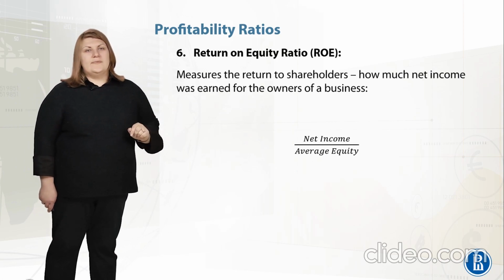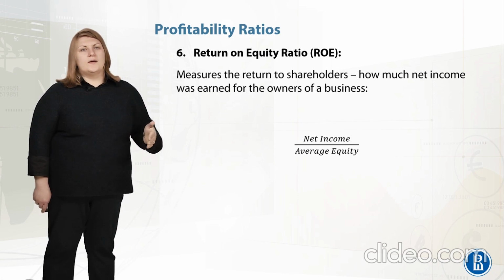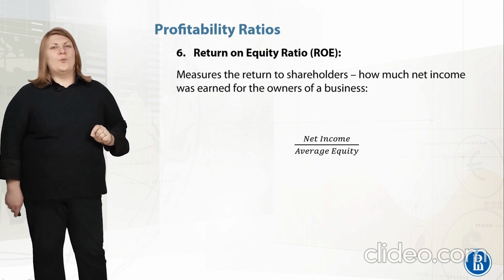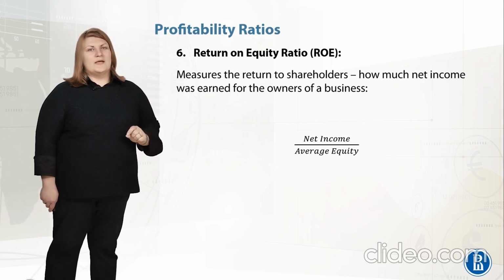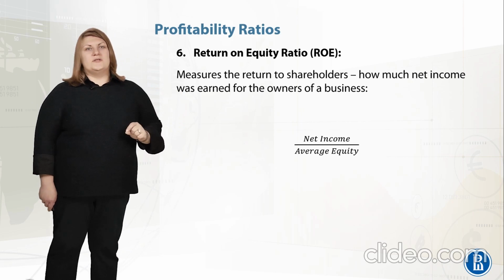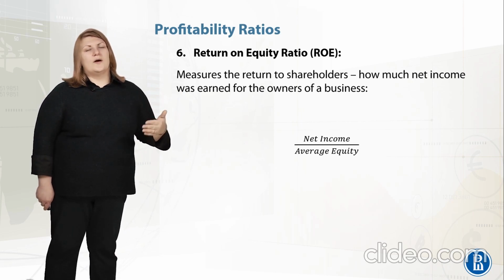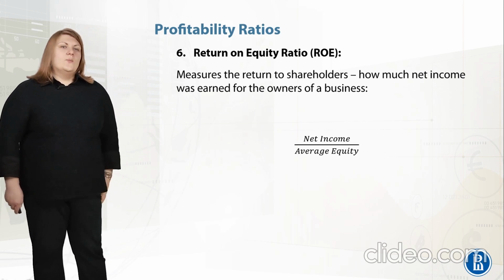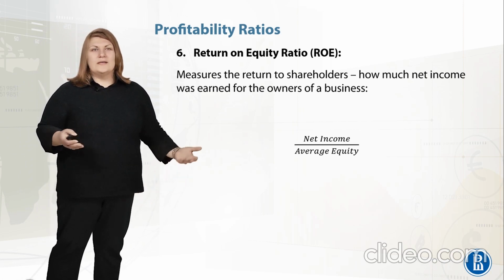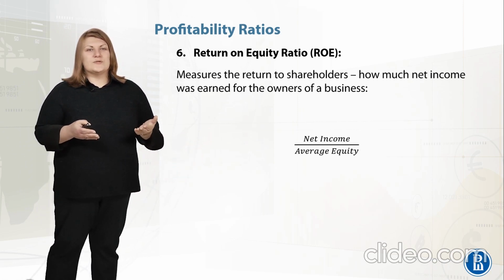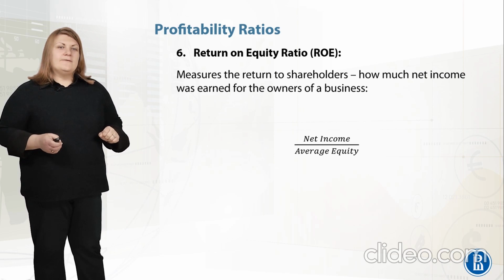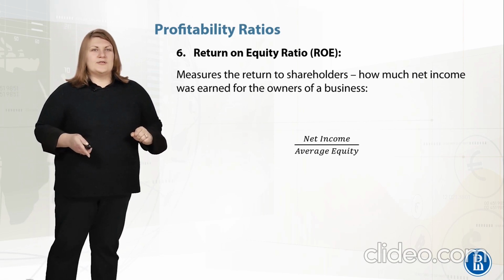The next ratio is return on equity ratio, or ROE. It is important to stress here the significance of the accounting policy choices made by the reporting entity with regard to its non-current assets. And it is even more important when we are computing ROCE or ROE. Now, return on equity ratio will help us to measure the return to shareholders, or, in other words, how much net income was earned for the owners of the business. And we will compute it by dividing net income over the average equity.